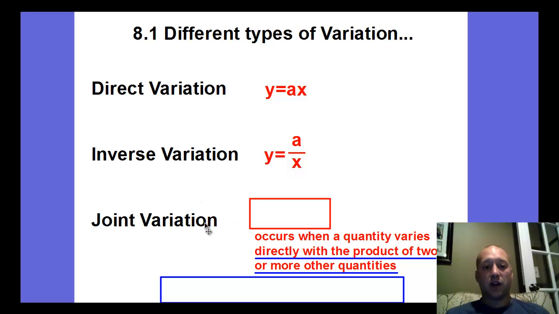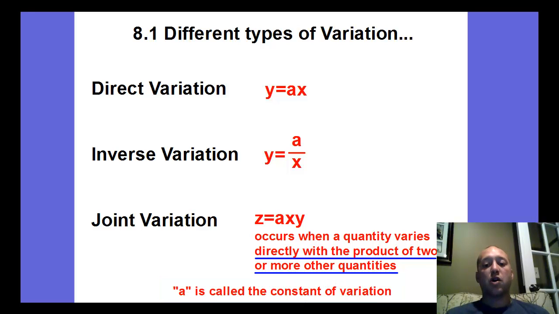And then joint variation, which is a new one for you, is z equals a times xy. So z is varying with two different quantities. This occurs when a quantity varies directly with the product of two or more quantities.